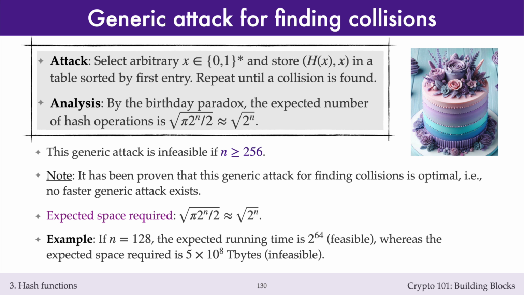It was estimated a few years ago that Google had a couple of dozen exabytes in its backend. And so 500 exabytes would be too expensive even for Google. Thus, even though the running time of the generic attack for finding collisions for a 128-bit hash function is feasible, the space required for the attack is infeasible.